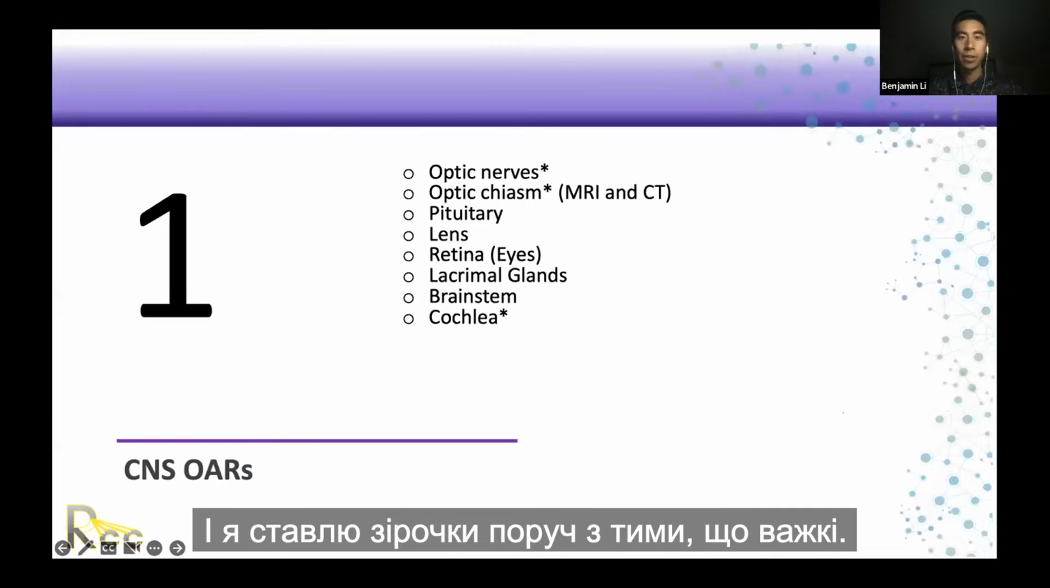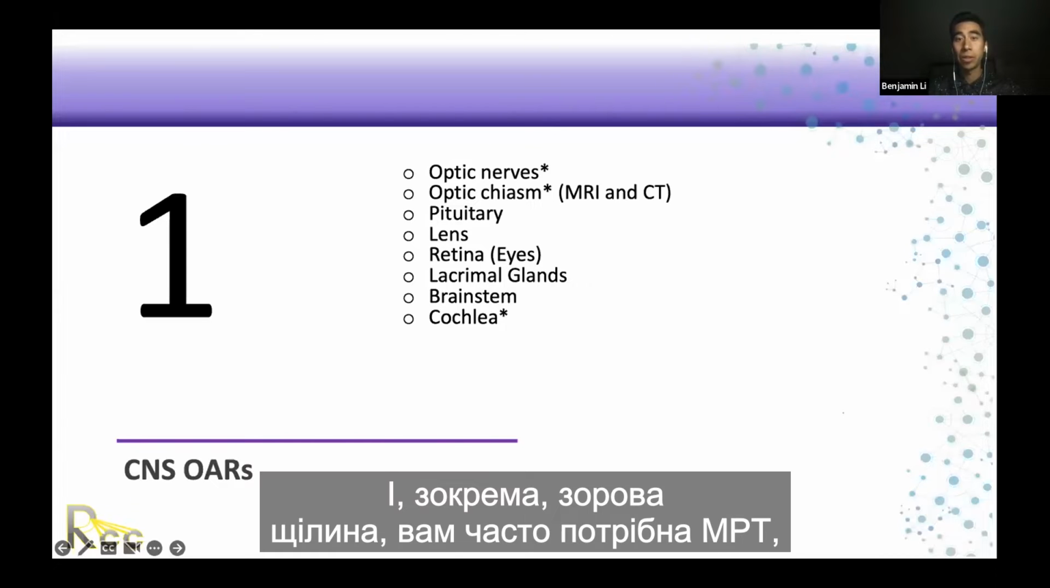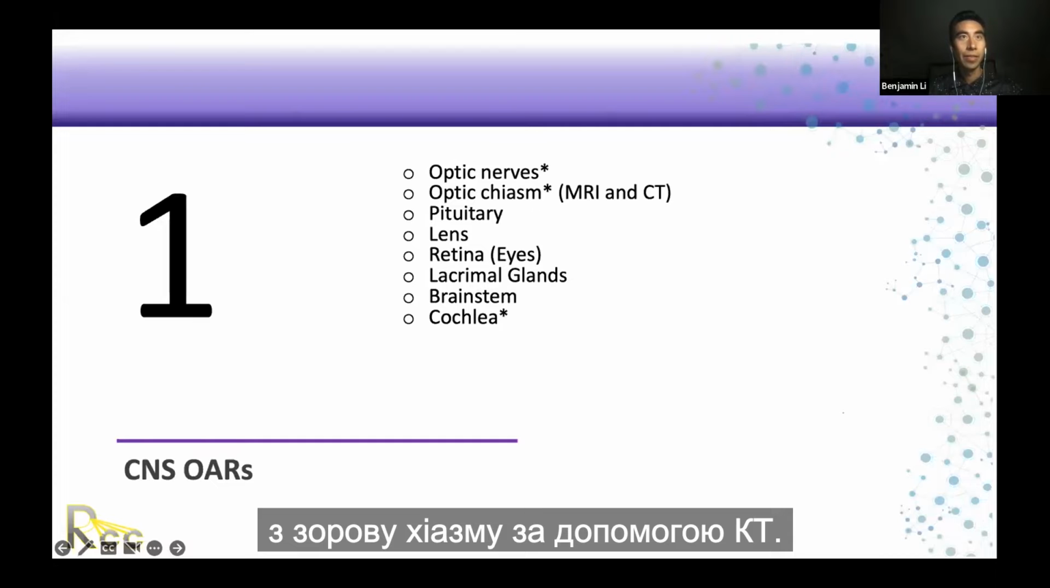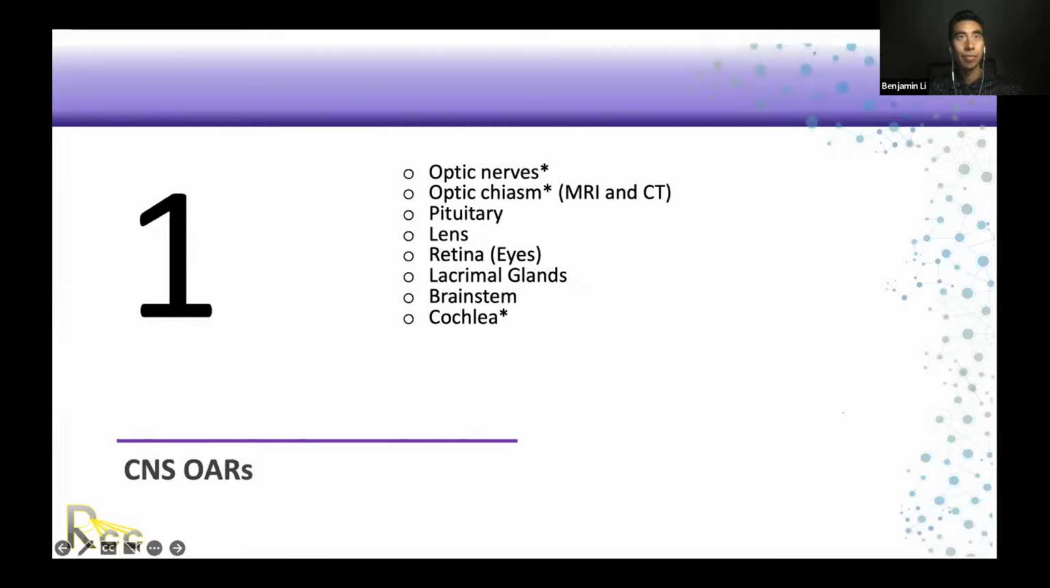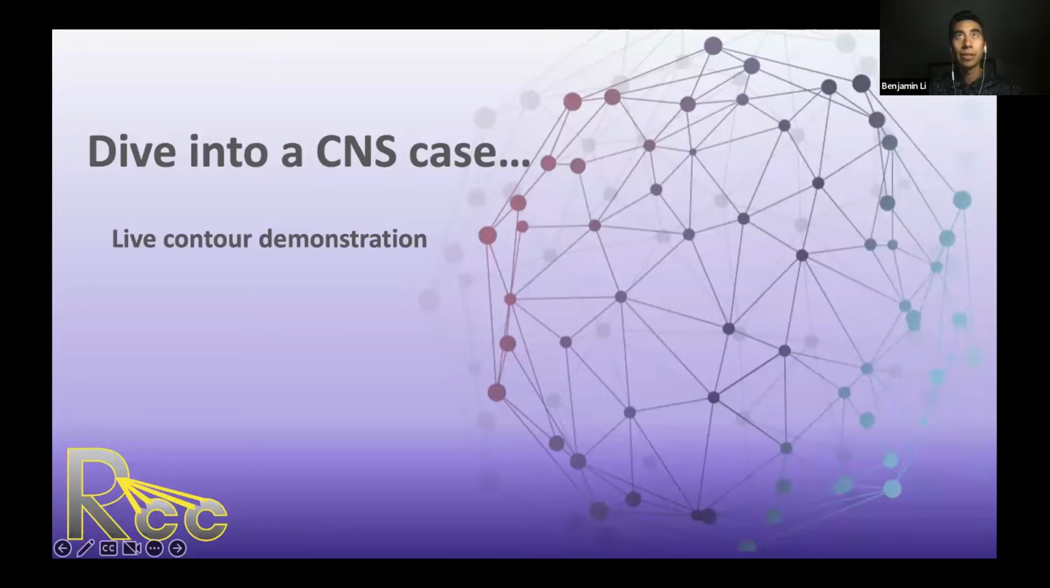And I put stars next to the ones that are hard. And in particular, the optic chiasm, you often need the MRI to know exactly where it is, but I'll show a trick for how you can contour the optic chiasm with CT. So we're going to dive into a case now.